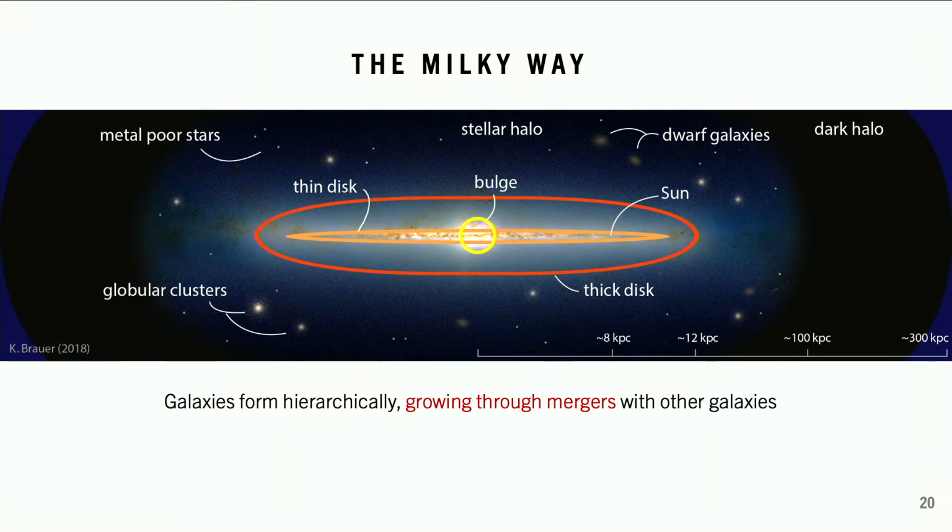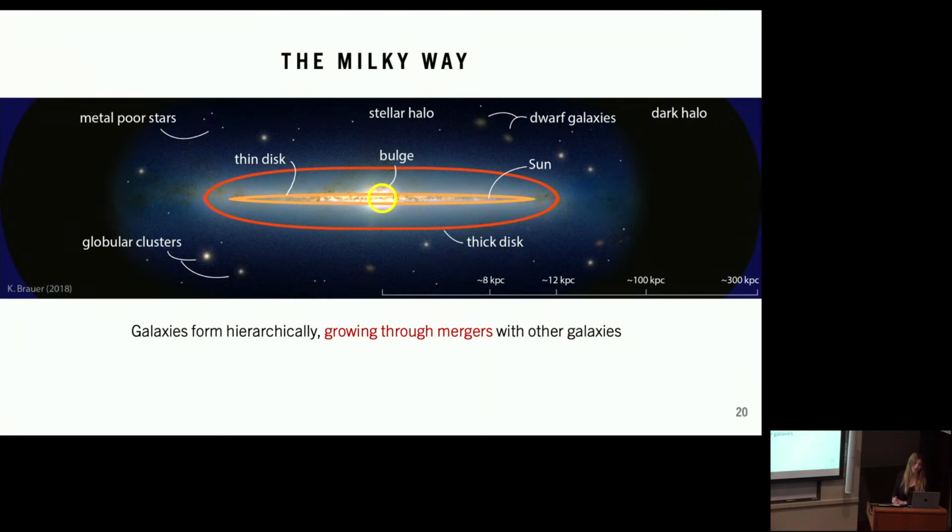So galaxies form hierarchically, which is just the scientific term for saying that they grow through mergers with other galaxies. We know this to be true. We know that to be the general idea of how the Milky Way came to be. But what about the specifics? How exactly did the Milky Way form?